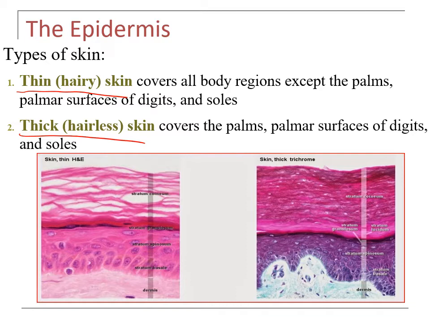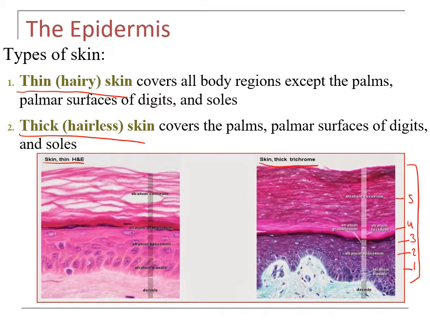Here, if we look at the figure on the left and compare it with the right, the figure on the left is thin skin, and the figure on the right is the epidermis of the thick skin. Like we said, the epidermis is made up of 5 different layers. If we look at the thick skin, we have the stratum basale, stratum spinosum, stratum granulosum, stratum lucidum, and stratum corneum. We can see all 5 layers of the skin.